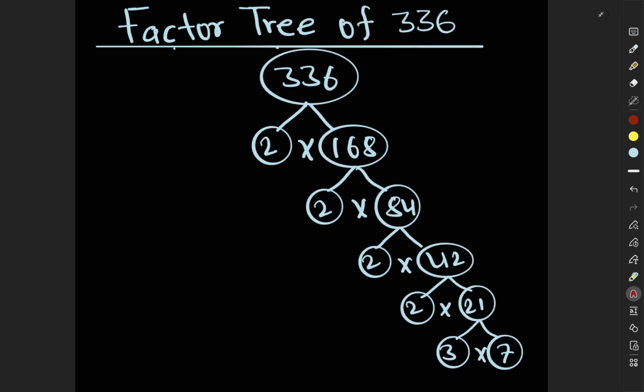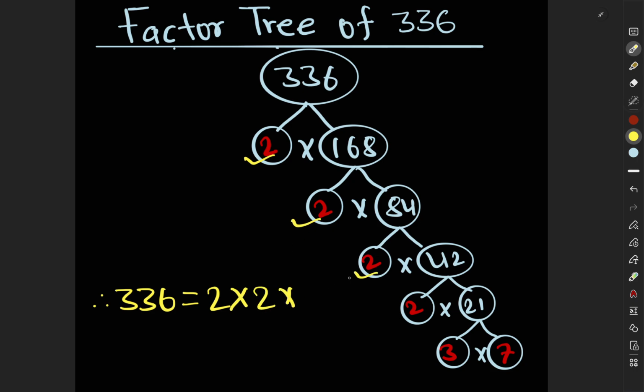So now we select prime numbers in all these numbers. So the prime numbers here are these all 2s, like as 3 and 7. So now we can write 336 is equal to the product of all these prime numbers, that is 2 times this 2 times this 2 times this 2 times this 3 times this 7.